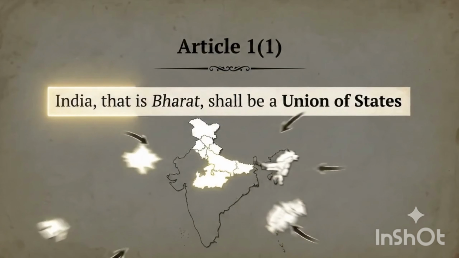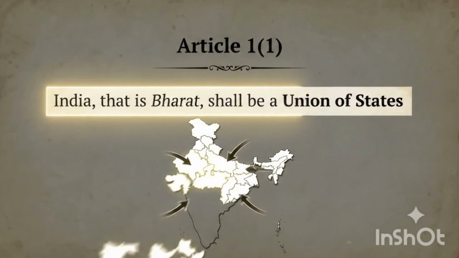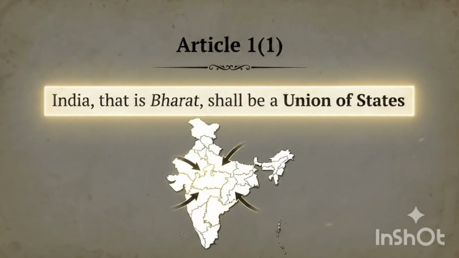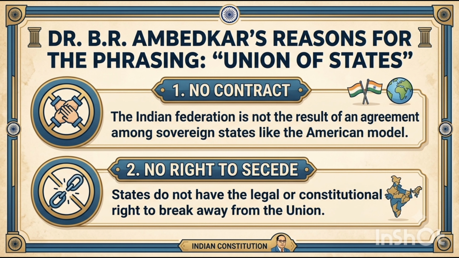Look at Article 1. It strictly states India, that is Bharat, shall be a Union of States. Dr. B.R. Ambedkar clearly laid out two reasons for this phrasing. First is no contract. The Indian Federation is not the result of an agreement among sovereign states like the American model. And the second one is no right to secede. States do not have the legal or constitutional right to break away from the Union.